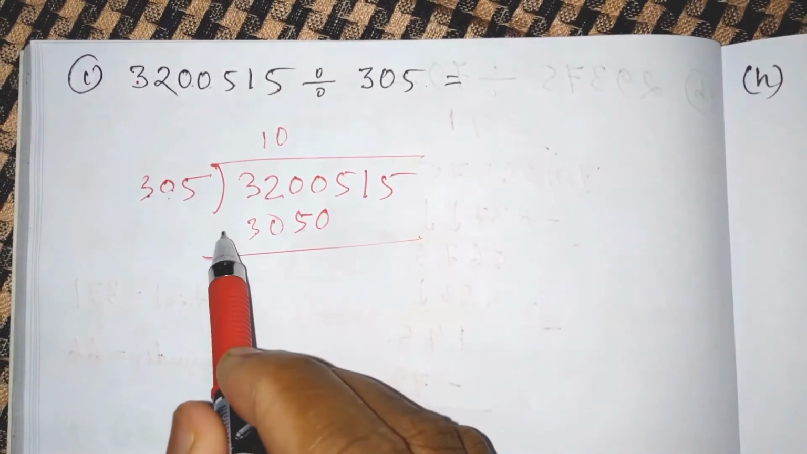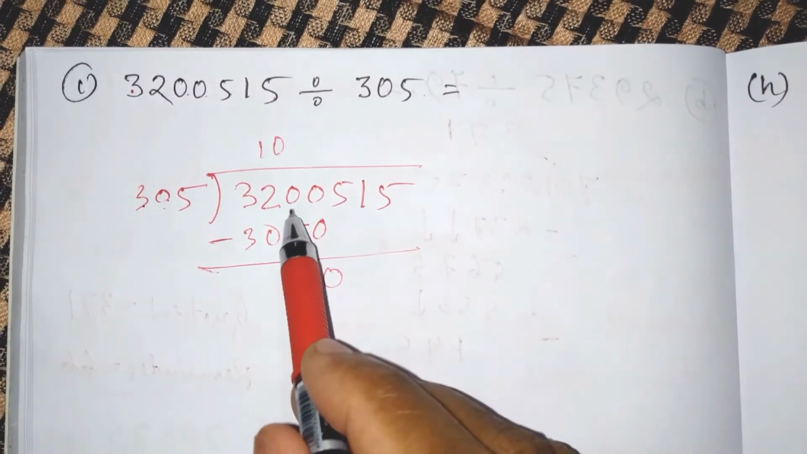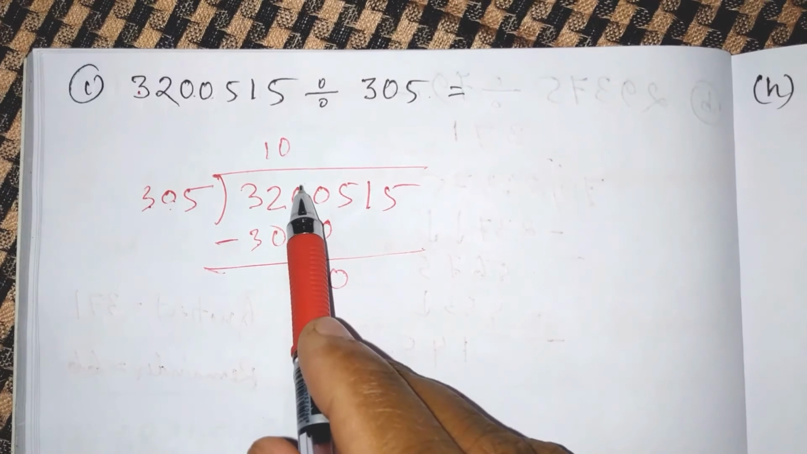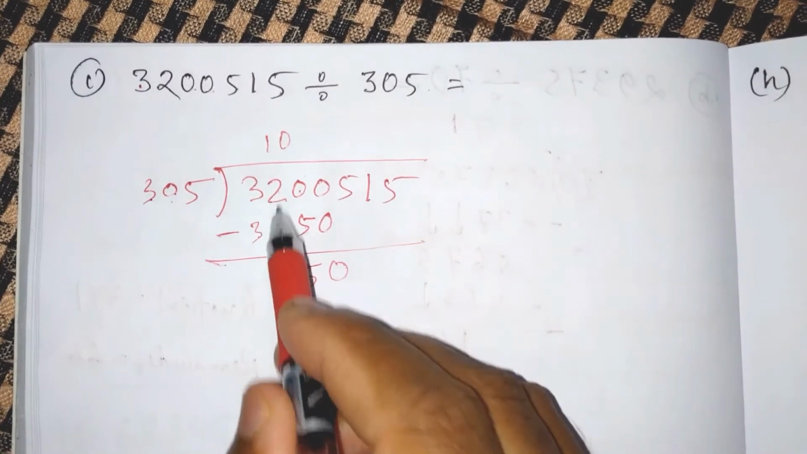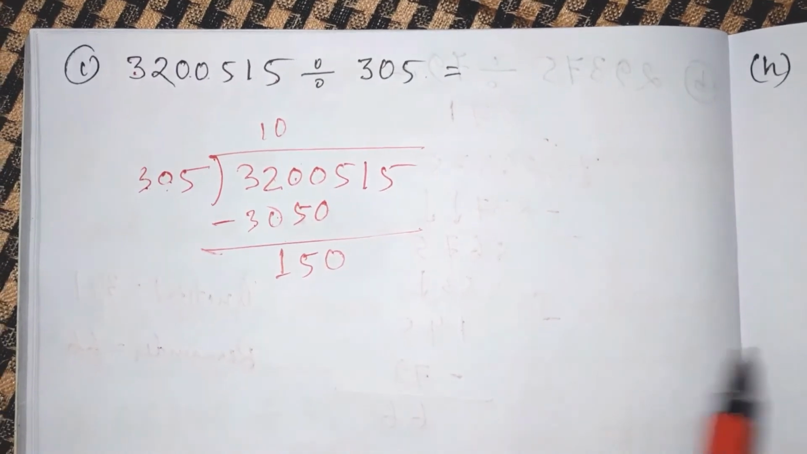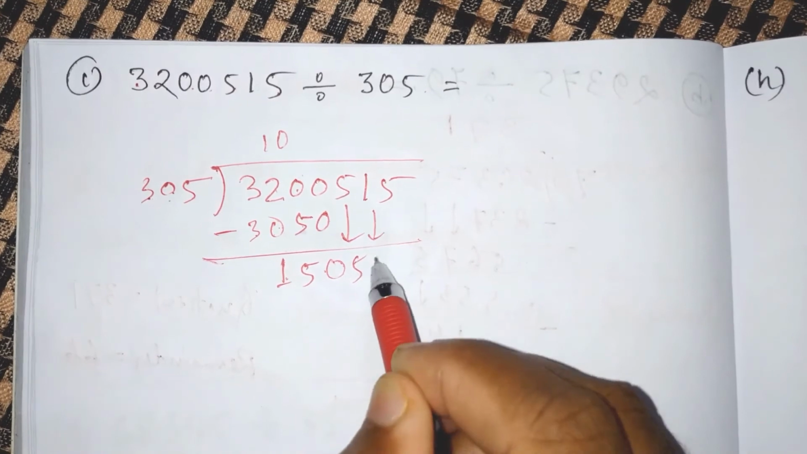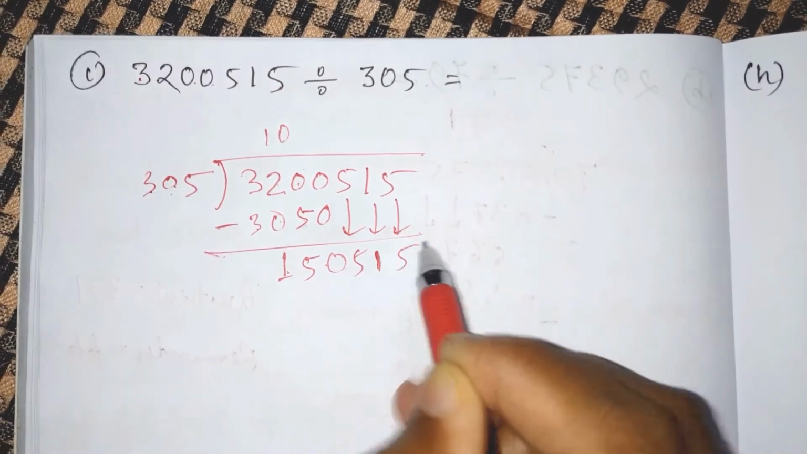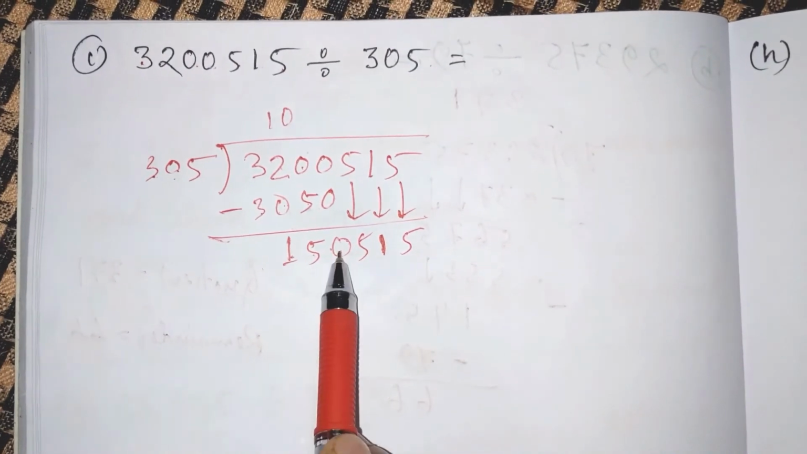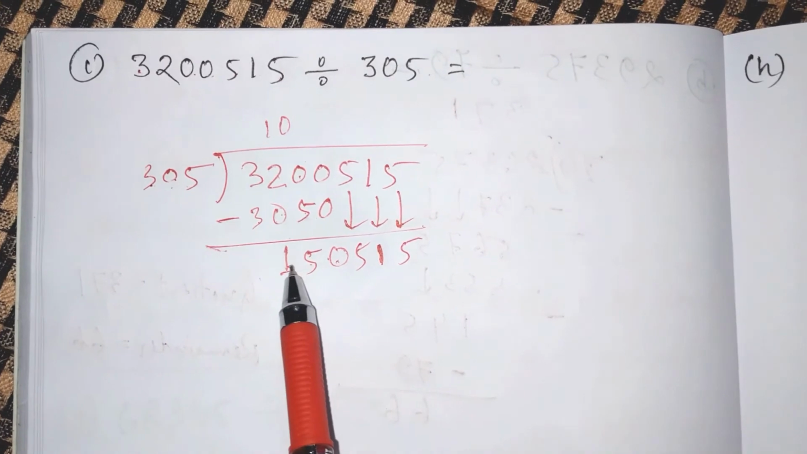Now I need to subtract. Then it will be 0 minus 0 is 0. We cannot subtract 5 from 0. So I will borrow 1 from here. This will be 10 minus 5 is 5. This is 1 minus 0 is 1. And this 3 minus 3 is 0. I need not write it. Now you have this 150. Now this 5 will come here, 1 will come here, and this 5 will come here, okay?